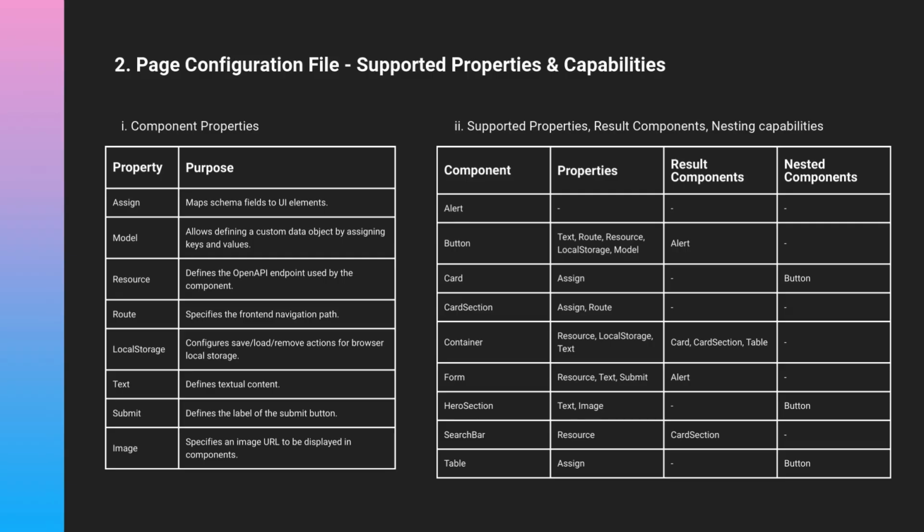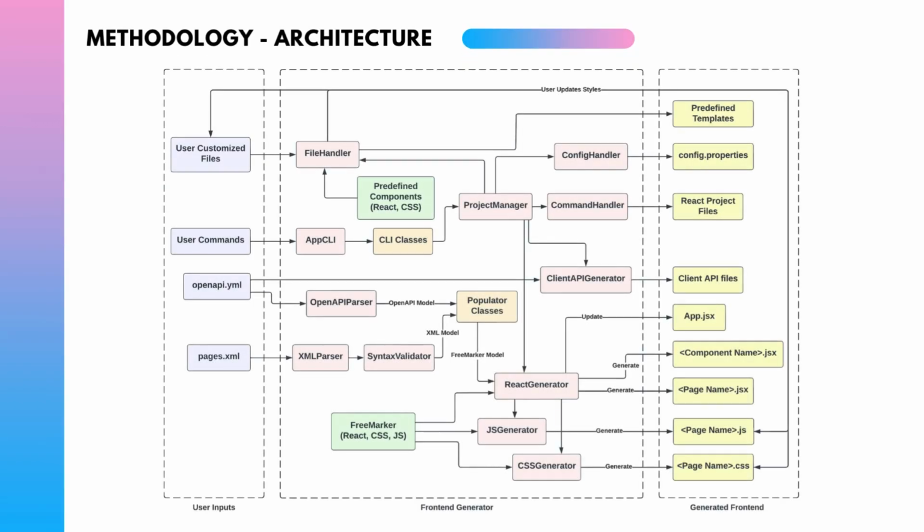This slide outlines the components supported in the page configuration file. The tables detail the properties each component accepts, the result components they can have, and their nesting capabilities within other components. This is the high-level architecture of the framework. It outlines how parsers, handlers, populators, and generators work together to transform user inputs into front-end code.